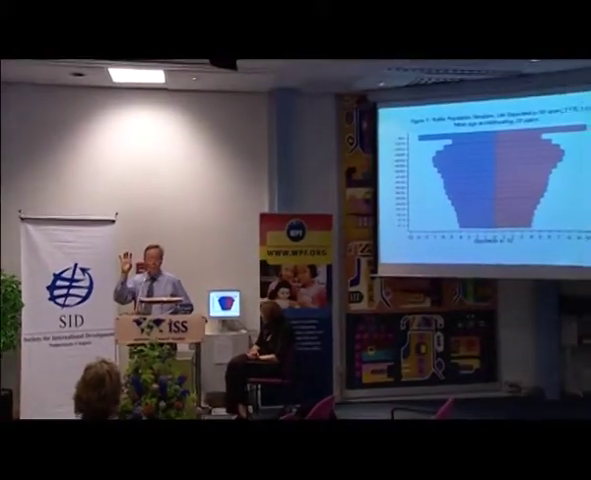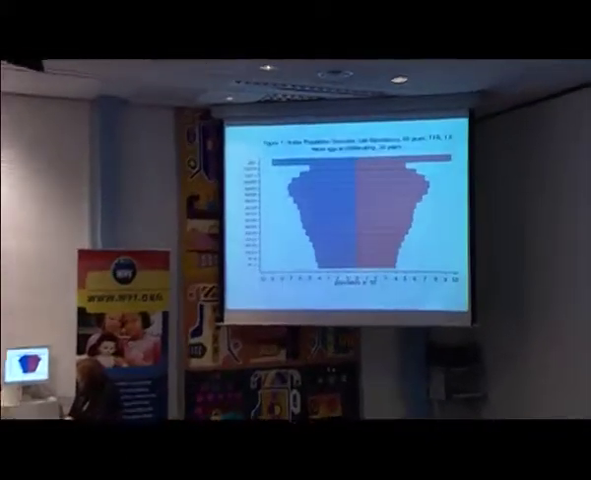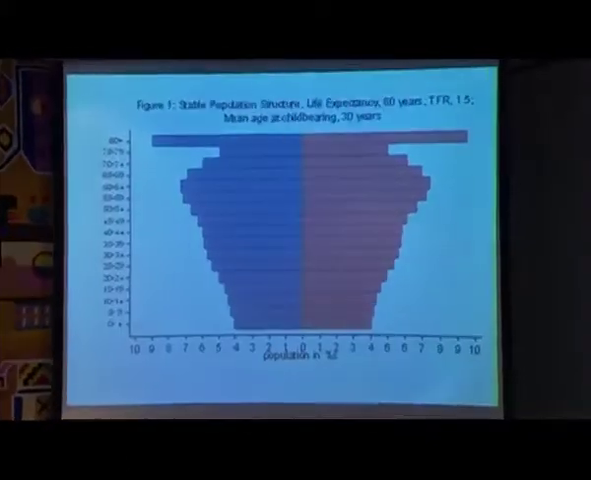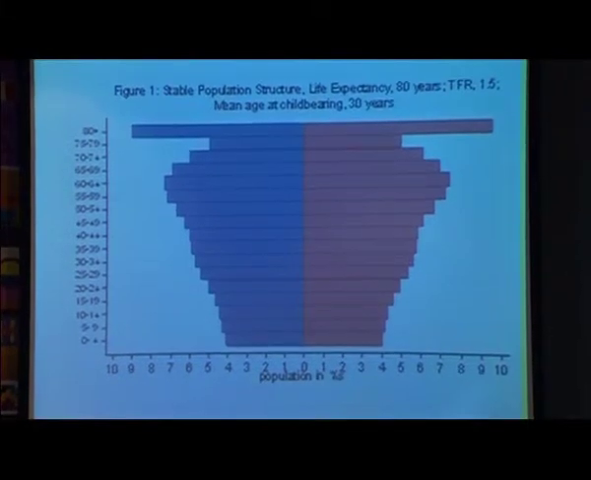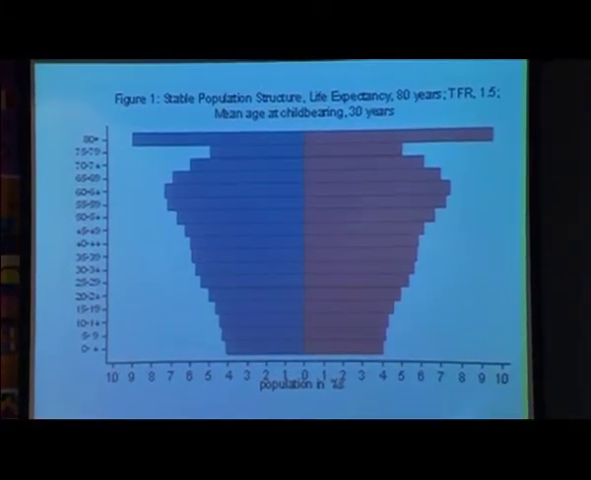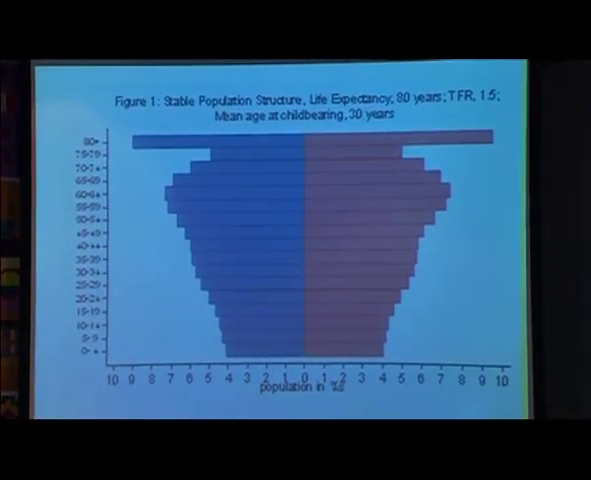Now, I mentioned that fertility in Europe is roughly 1.5 births per woman, ranging from 2 in France down to a little over 1 in Russia and the Mediterranean countries. If that doesn't change, this is what the population structure will look like.